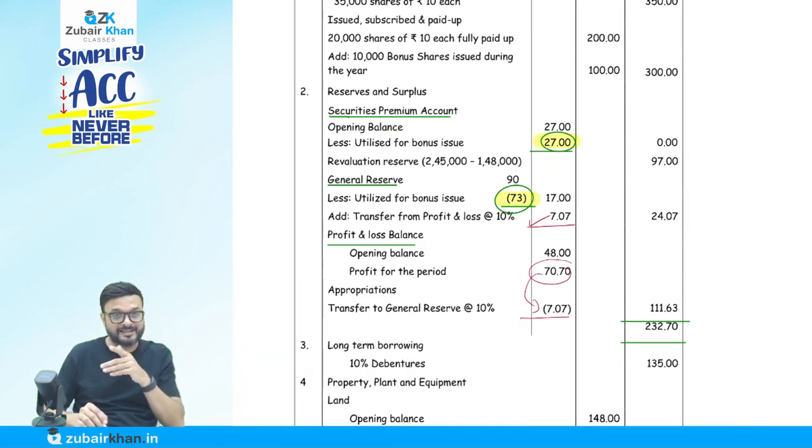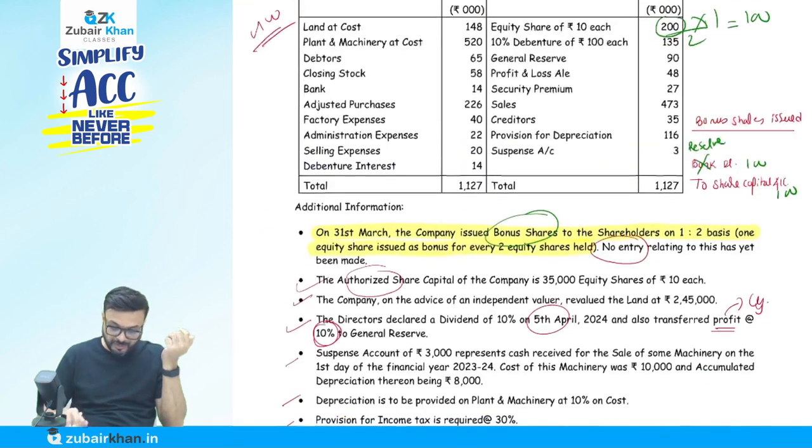This is what exactly ICAI has done. That is also correct, but not recommended. I will tell you in the next chapter, but it's okay. Suppose when you solve the question, instead of adjusting here, you deduct the complete 100 from here, it's okay. If you deduct 90, because they have a balance of 90 here, and 10 from the profit and loss account, that is also okay. We have the choice, but they have not specifically mentioned which should be utilized.